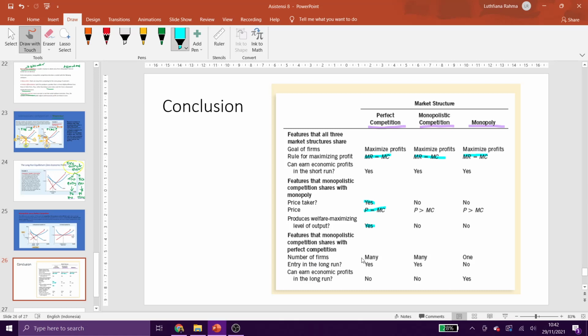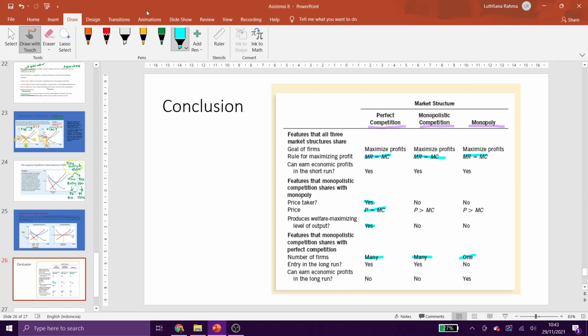And we talk about the number of firms. There are so many in perfectly competitive markets, and in monopolistic competition also there are so many. But what differentiates perfect competition and monopolistic competition is the product. In monopolistic competition, we have differentiated products. Meanwhile, in perfect competition, we have homogeneous or identical products. Meanwhile, in monopoly, there is only one firm.